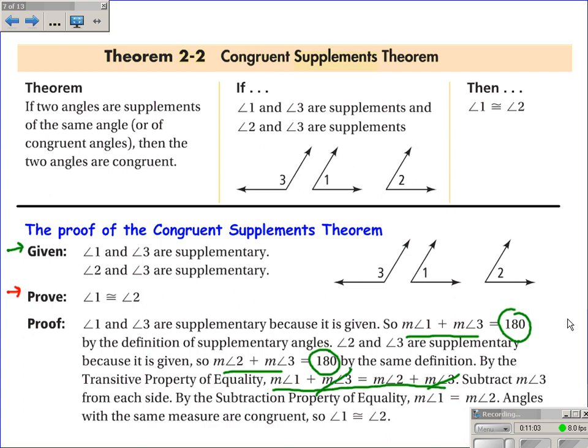Okay, that's the proof. Now we started with the given, we worked down to the proof statement, we made logical steps, and there's a justification for each step. So you can think about if you preferred the two-column proof or the paragraph proof, whichever one you want to use in homework and tests, it's fine with me.